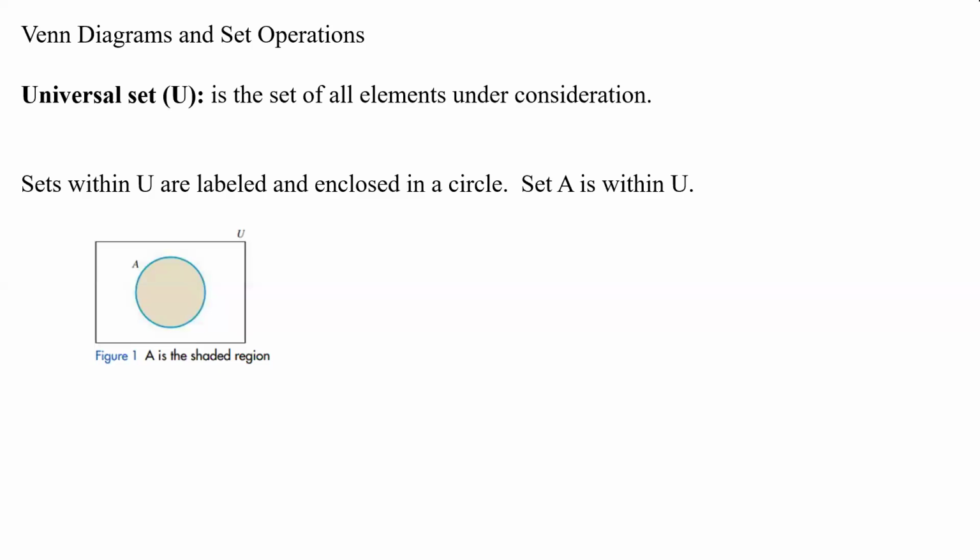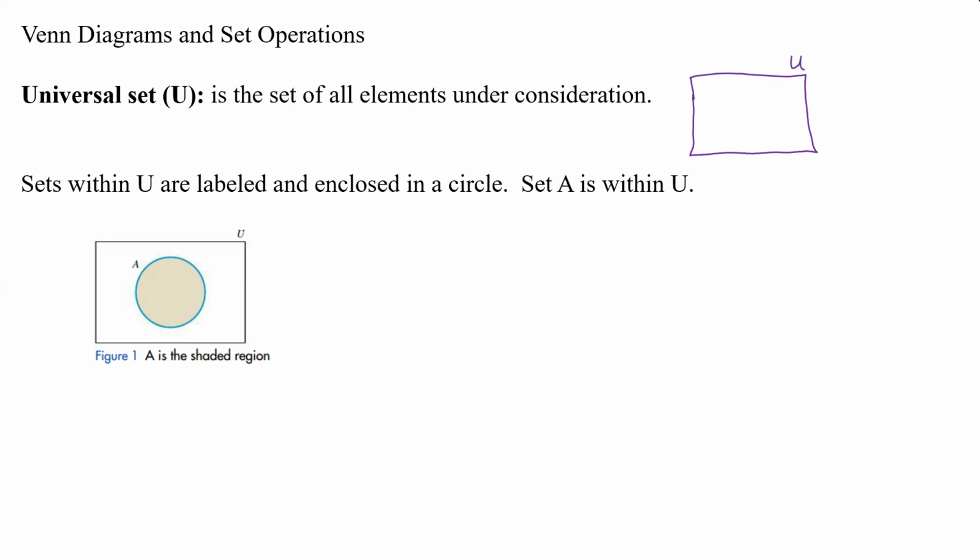All right, so now we're into Venn diagrams and set operations. Our first thing is called a universal set, and it's labeled as capital U, and it's a set of all elements under consideration. And without having an actual box, what this box is going to be is basically going to be listed something like that.